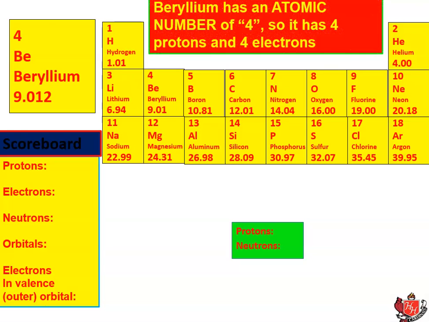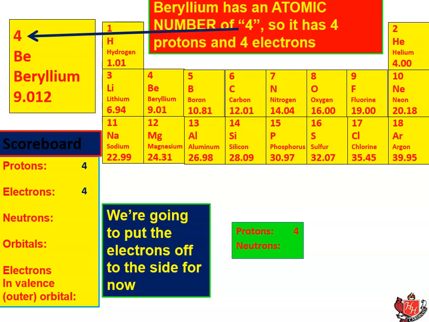Okay, so here we go. Beryllium has an atomic number of 4. So it has 4 protons, and if it's electrically neutral, it also has 4 electrons. So we can fill in those first 2 slots on the scoreboard. And let's just go ahead and put the protons in there as the number 4 rather than drawing all those circles. All right. So we're going to put the electrons off to the side for now. Okay, so here comes the 4 electrons. There they come. Okay, so 4 electrons off to the side for right now.